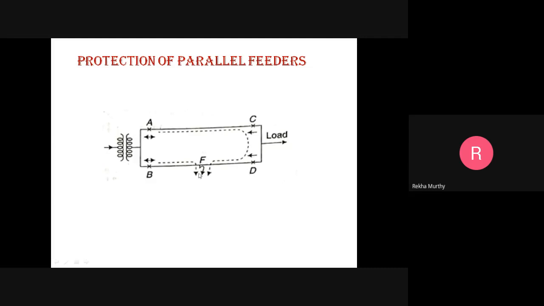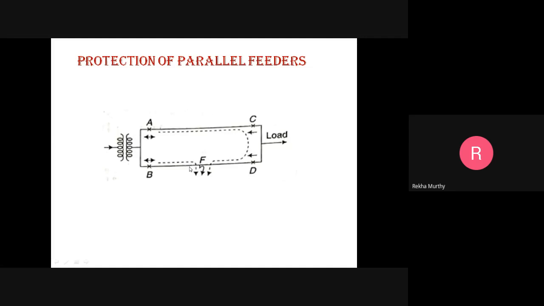Here you can see the fault has occurred and the direction of the flow of current is in this way. So the relay D should trip, as well as the relay B should trip. Due to this, the non-directional relay will change the direction of the current in reverse order. So this is how it is going to flow.